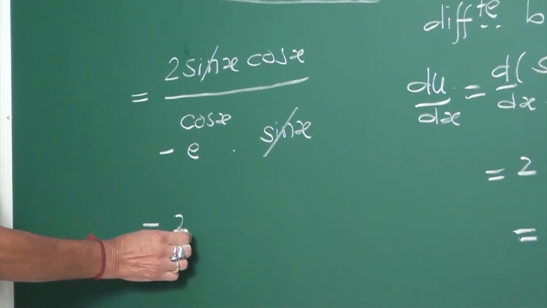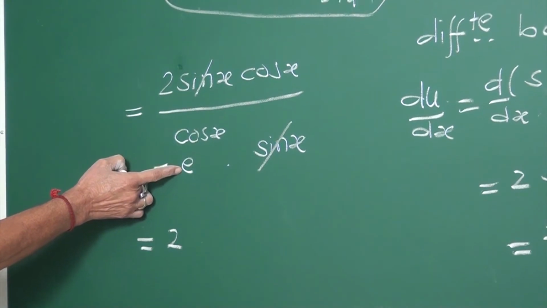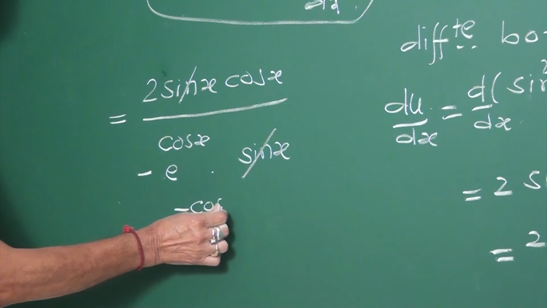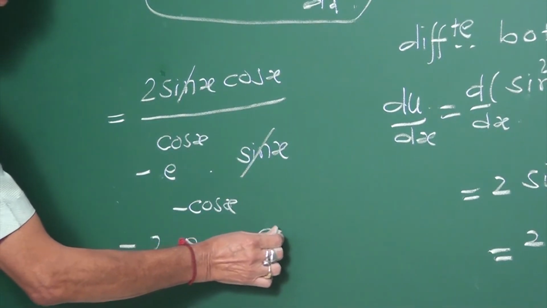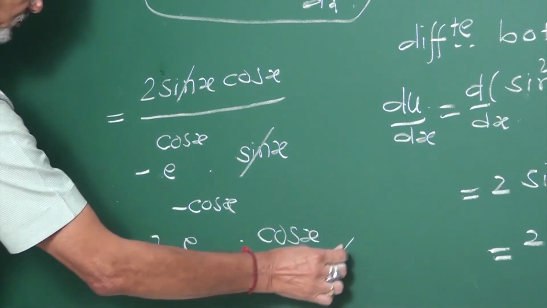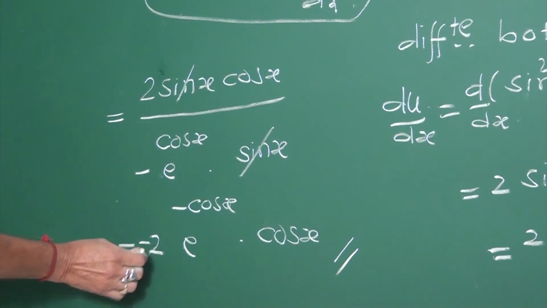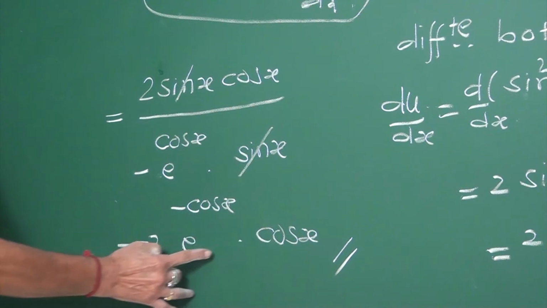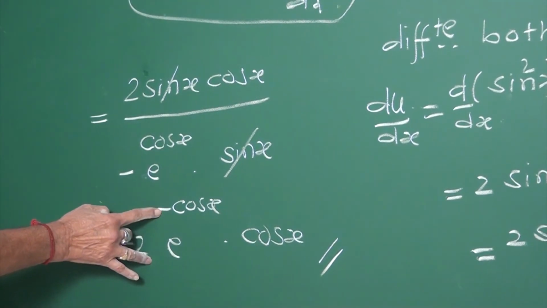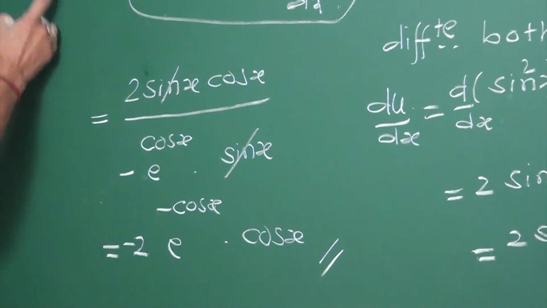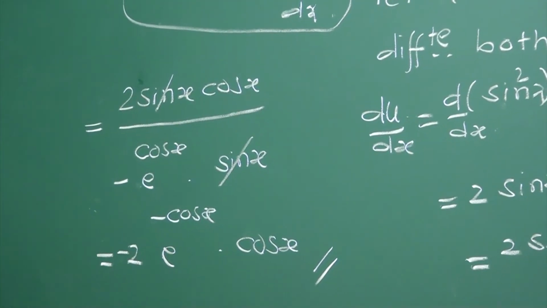This 2 is there. To get a smart answer, lift this to the numerator. Plus becomes minus. Write the remaining. What is the remaining? Cos x. Otherwise, you write it is minus 2 cos x into e to the power minus cos x, lifting this to the numerator. This is the answer for this, my friend.